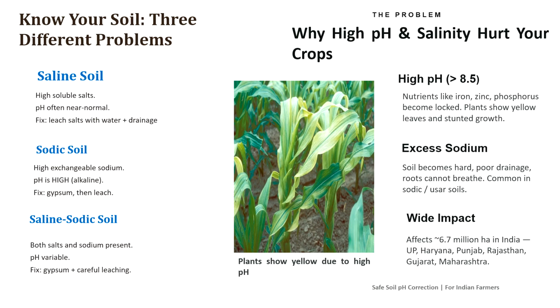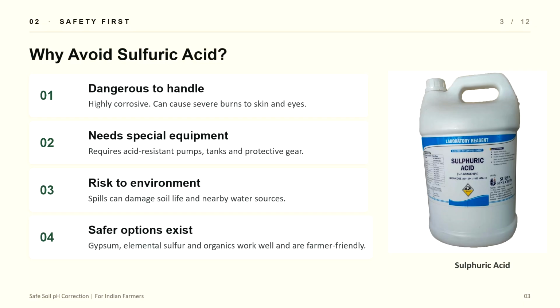Safe soil pH correction for the Indian farmer. So there is a need to correct the soil pH. Safety first: why avoid sulfuric acid? It is dangerous to handle, needs special equipment, and is a risk to the environment. Safer options exist. You can see here the figure of the sulfuric acid.